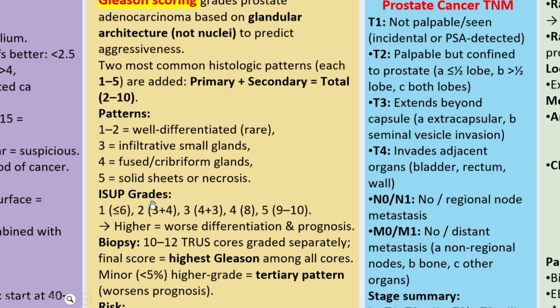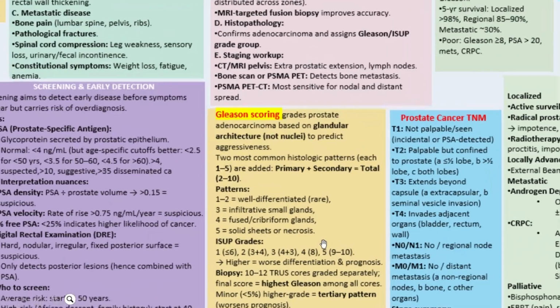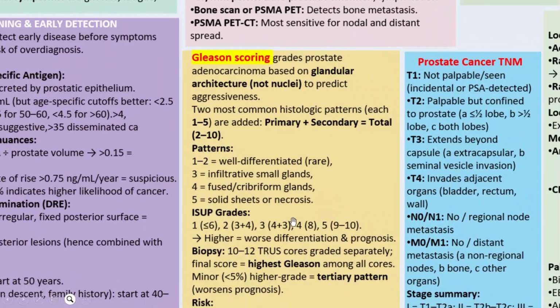And then we shall look for the ISUP grade. So the ISUP grade 1 is when we have 6 or less. Grade 2 is when we have 3 plus 4. Grade 3 is when we have 4 plus 3. So you can see that 4 plus 3 is worse than 3 plus 4. And this is because in 4 plus 3, the 4 is the primary or the most common lesion.